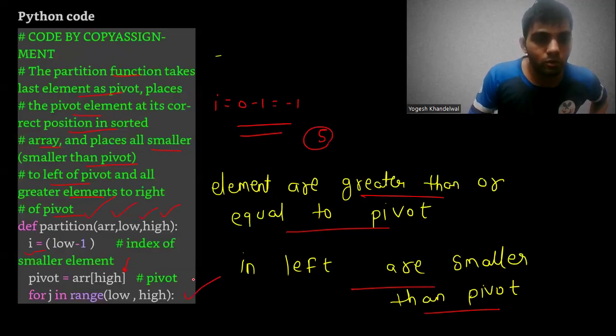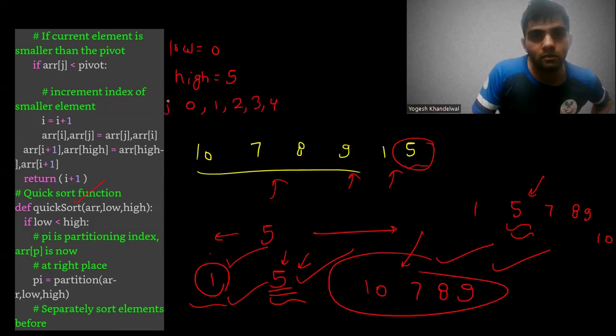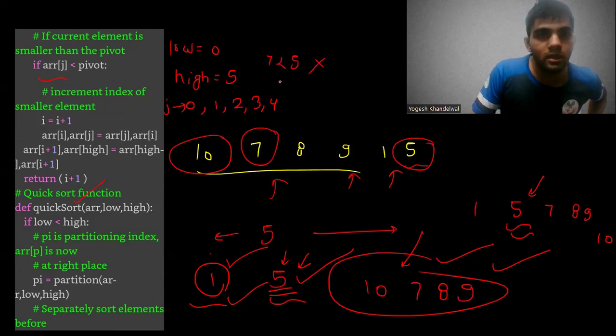Then we are doing a for loop for j in the range of low to high. Low is 0 and high is 5, so 0 to 5 means 0, 1, 2, 3, 4. These are the different values that j can take. Then it starts. Is array of 0, that is 10, less than pivot 5? No, so this will not run. Then j is incremented by 1. Is 7 less than 5? No. Then it increments by 1, 8 is not less than 5, 9 is not less than 5.